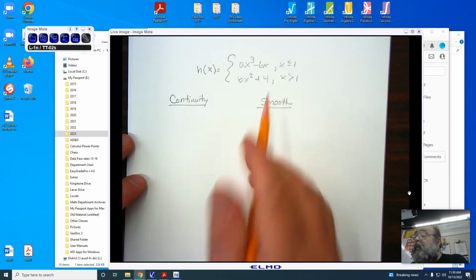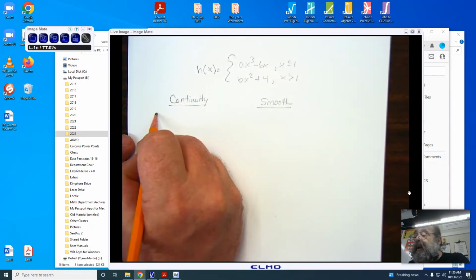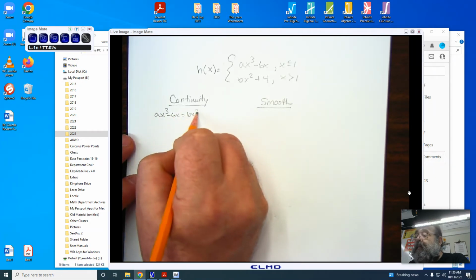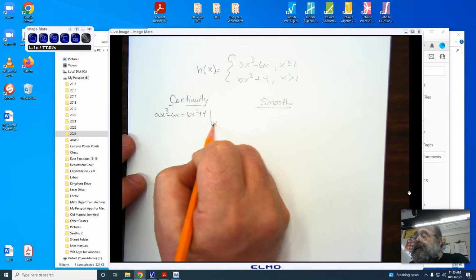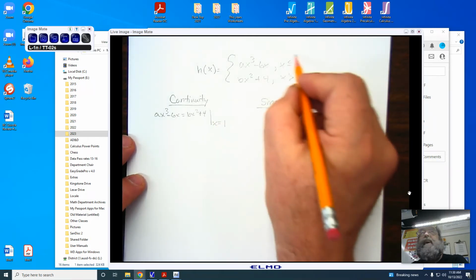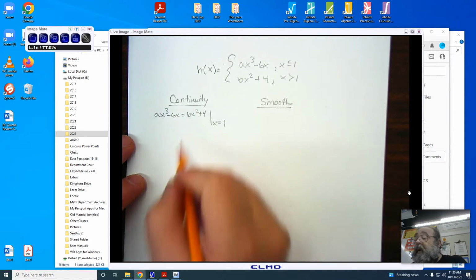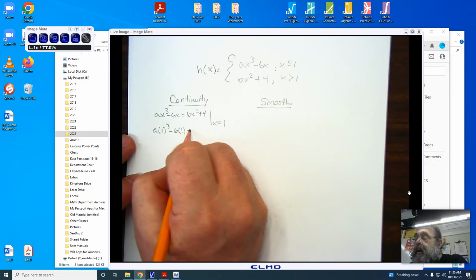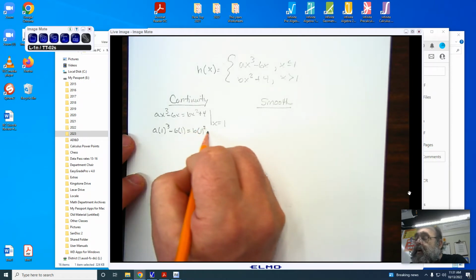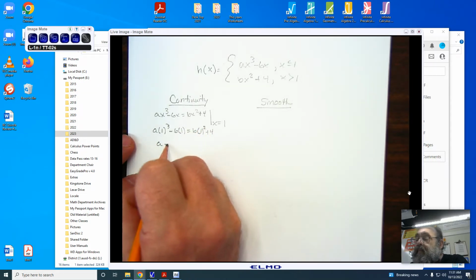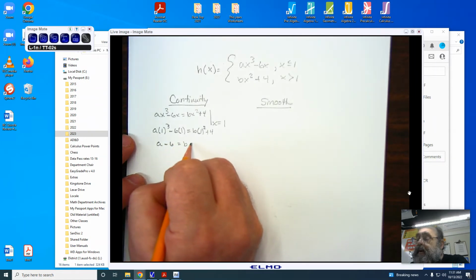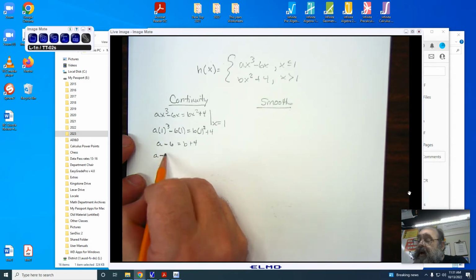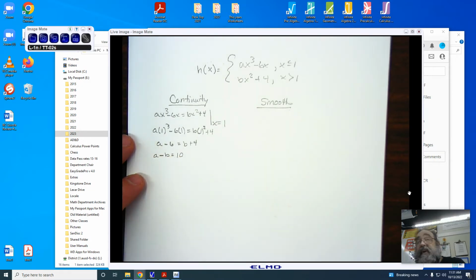Here we go. We start by taking the two pieces and we set them equal to each other. Ax cubed minus 6x equals bx squared plus 4, and we're going to go at the change in domain, 1. See, our domain changes at 1 right there. This gives me a times 1 cubed minus 6 times 1 equals b times 1 squared plus 4, and I'm just going to simplify it until I can't simplify it anymore. I'm now going to move my a and b to the same side, and the constants over.